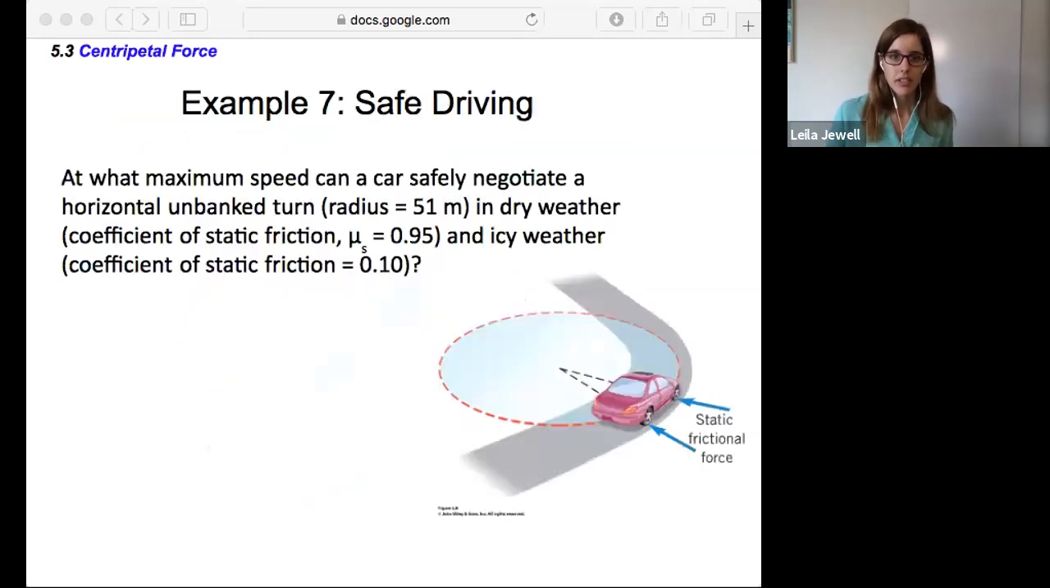So let's take a look at an example of this. So example 7, safe driving. At what maximum speed can a car safely negotiate a horizontal unbanked turn of radius 51 meters in dry weather, coefficient of static friction 0.95, and in icy weather coefficient of static friction 0.1? All right, so this is a longer example, so I'm going to try writing more on my whiteboard for this.